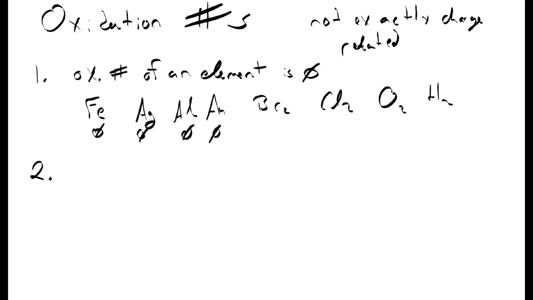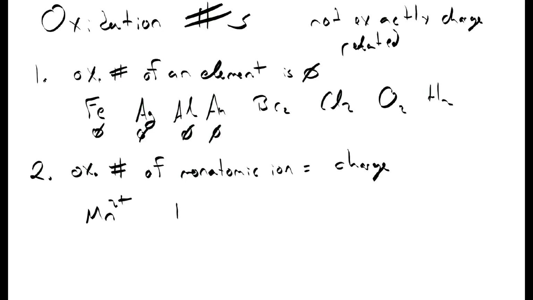Number 2, the oxidation number of a monatomic ion is the charge of the ion. Okay, so whether it's manganese 2 plus, H plus, Cl minus, sodium plus, and so on. Let's say N3 minus, Fe3 plus, whatever. Doesn't matter what the charge is. Any ion, a monatomic ion, this is not true of polyatomic.